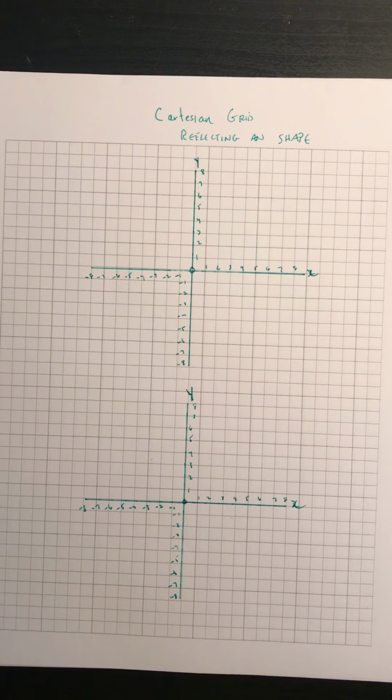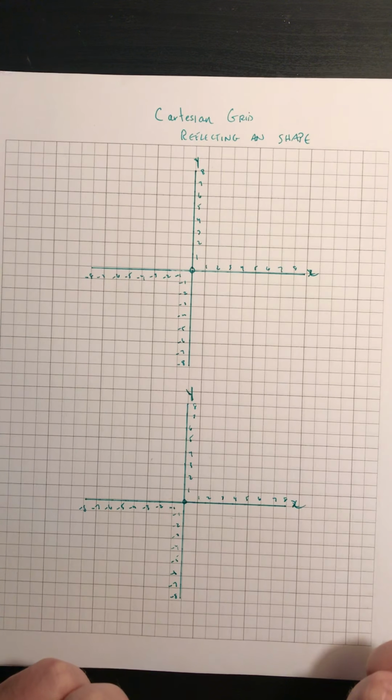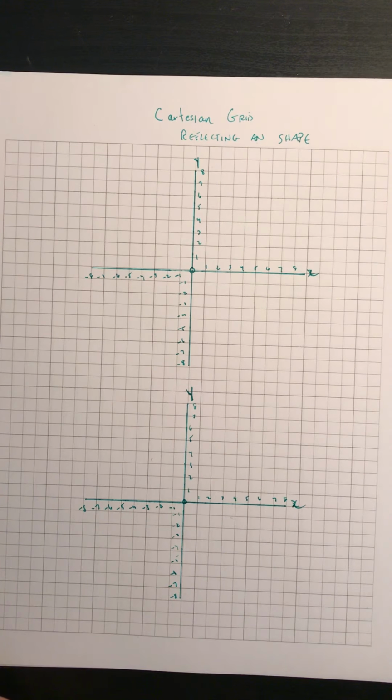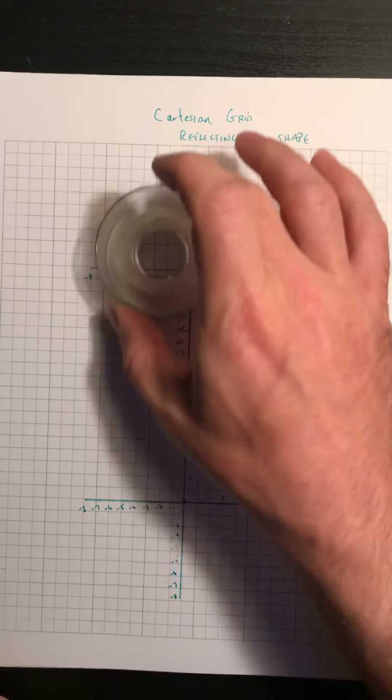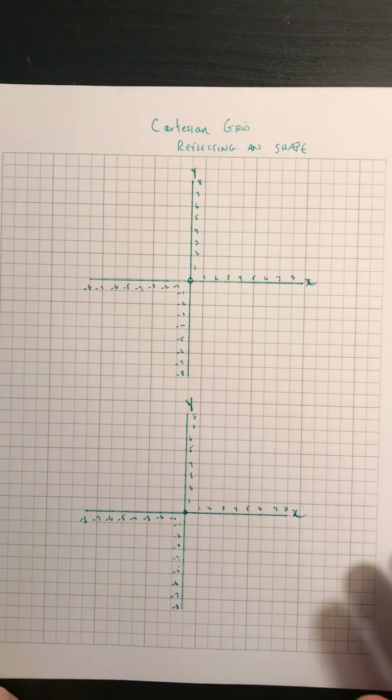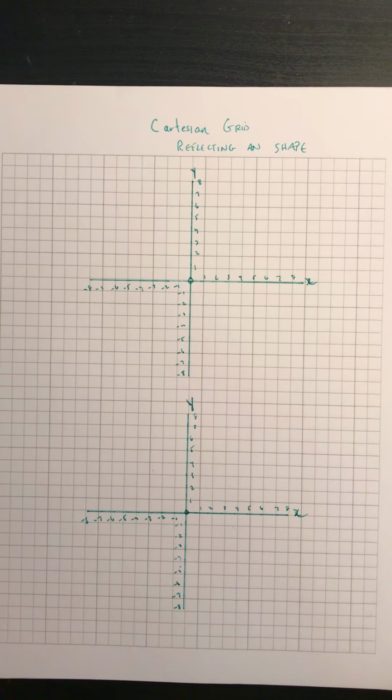Instead of having a translation vector, where we're moving a shape around the grid, we're not going to do that. We're going to reflect it. You've got to think of a mirror, right? You've got to think of your reflection point and then the symmetry, the congruence of both sides of the shape. It's got to look the same across that line of symmetry or the line of reflection.